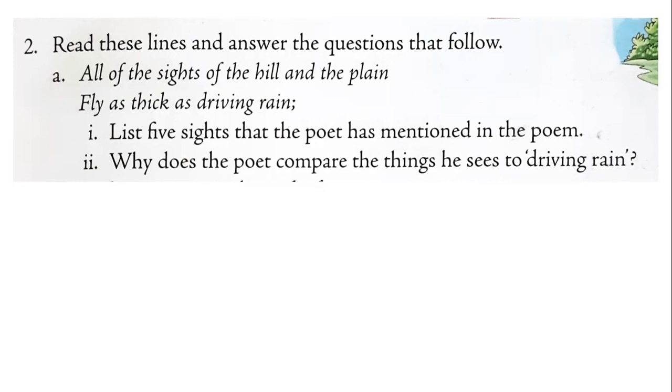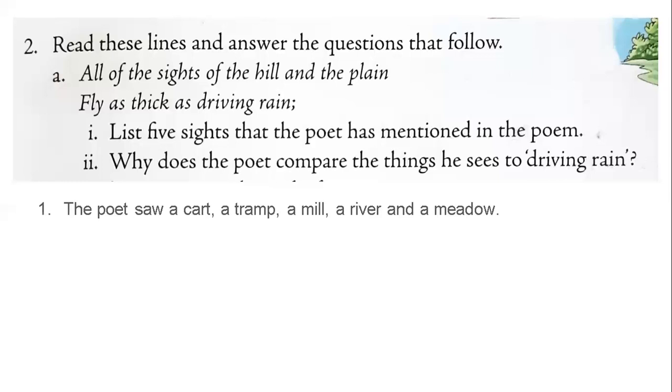Your first question: list 5 sights that the poet has mentioned in the poem. Of course, there are so many more than 5, but we will list 5 of them. And the second question: why does the poet compare the things he sees to driving rain? What does that mean, driving rain? So let's see if you got the answers right. And if you did, very good. If not, please correct your answers.